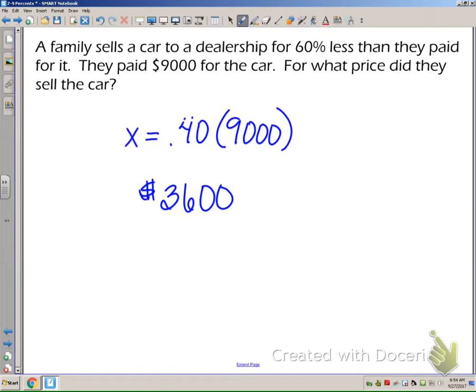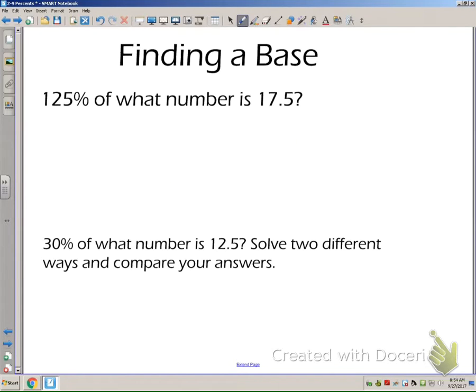Let's see if that makes sense. The car was originally $9,000. They sold it to the dealership for 60% less. Well, we know 50% less would be half of that, so $4,500 would be 50%, and this is less than that. So that's good because they sold it for 60% less than what they paid. So they sold it for less than half price. So the dealership paid 40% of the cost, so they paid $3,600. Okay, let's move on to the next one.